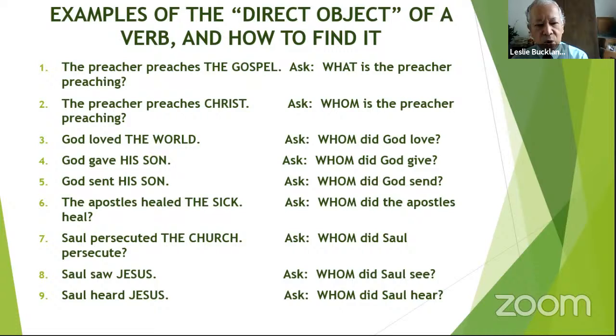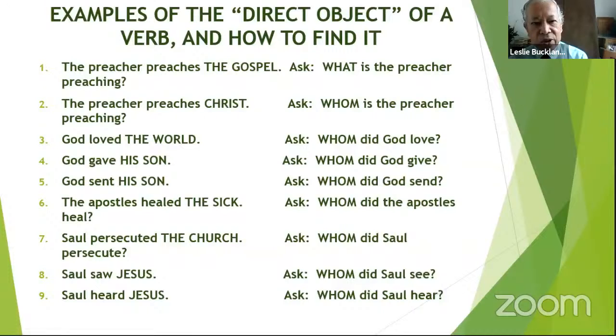Number 8, Saul saw Jesus. So I asked the verb saw, whom did Saul see? And the answer is Jesus, the direct object of the verb saw. Number 9, Saul heard Jesus. So I asked the verb heard, whom did Saul hear? And the answer is Jesus. So Jesus is the direct object.